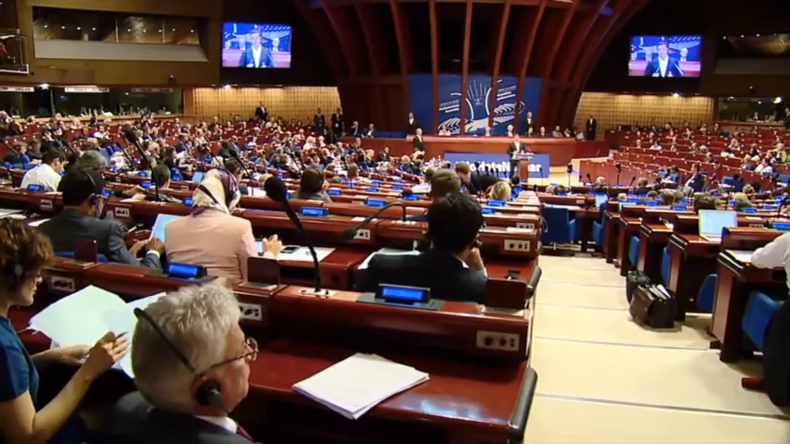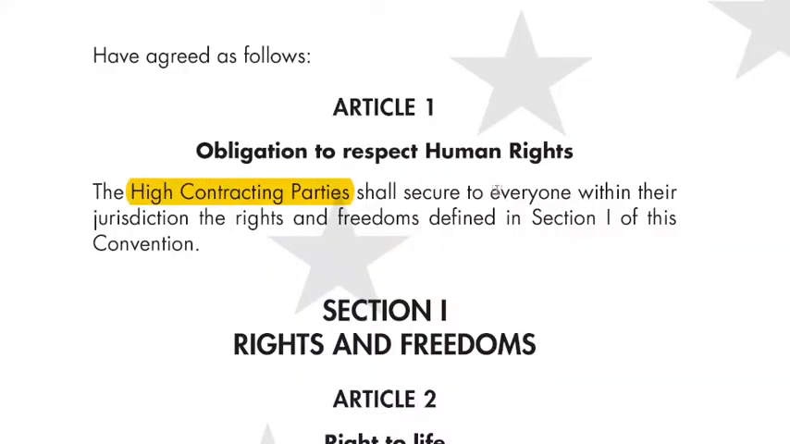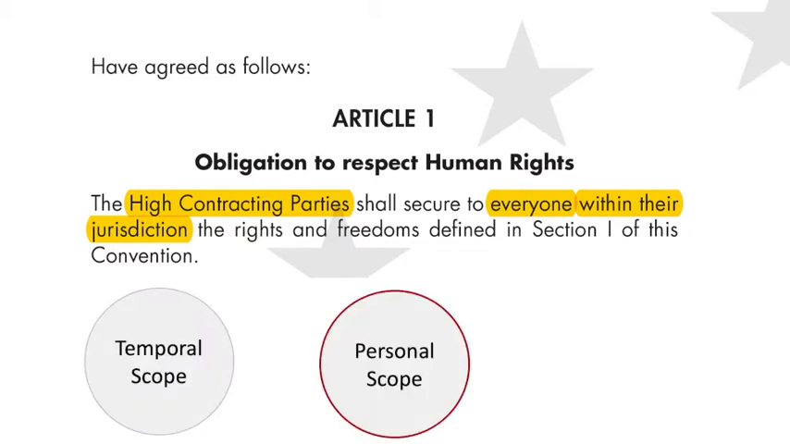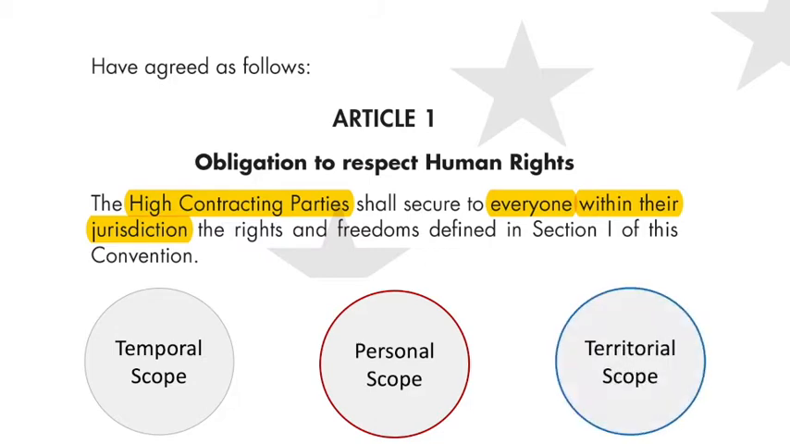Article 1 of the European Convention on Human Rights states, "The high contracting parties shall secure to everyone within their jurisdiction the rights and freedoms defined in Section 1 of this Convention." At least 3 elements need to be distinguished here. First, the temporal scope, second, the personal scope, and third, the territorial scope of the jurisdiction.